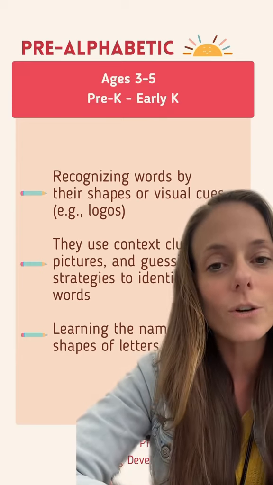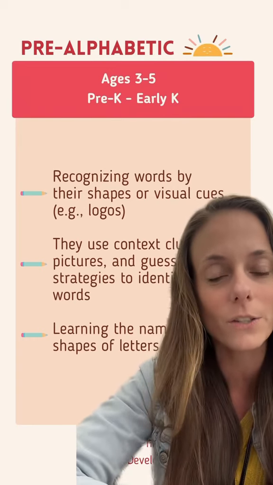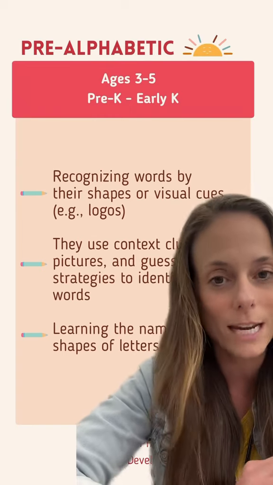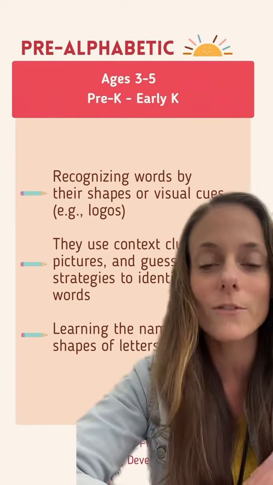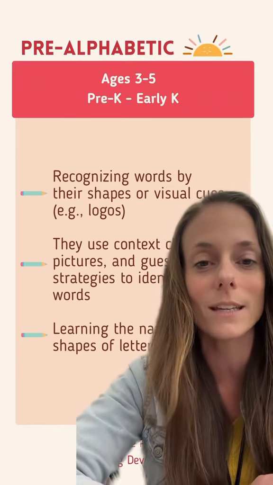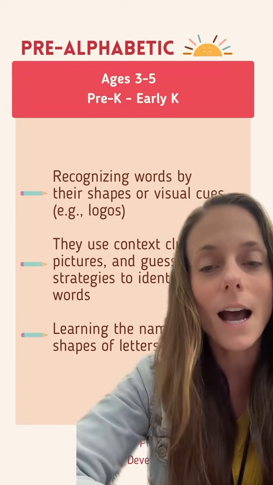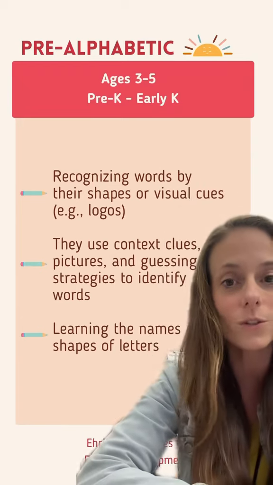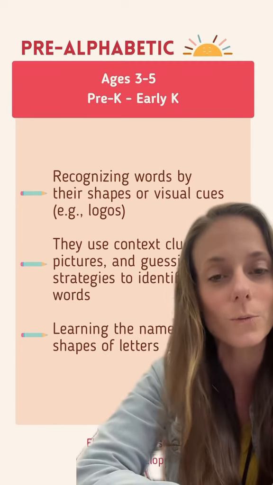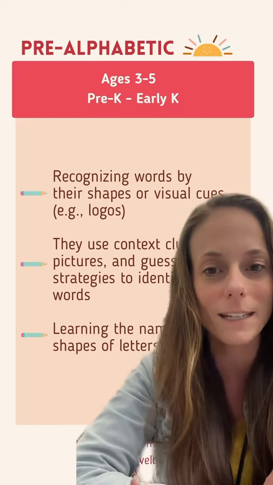So 3 of the characteristics of this very first phase, the pre-alphabetic phase, are that children are starting to recognize words by their shapes or visual cues. A lot of environmental print is coming into play here. They're recognizing logos, they're recognizing street signs, stop signs and one-way signs. Children are starting to use context clues and pictures, and they're using guessing strategies to identify words, especially in those smaller books that they're reading with the repetitive text.